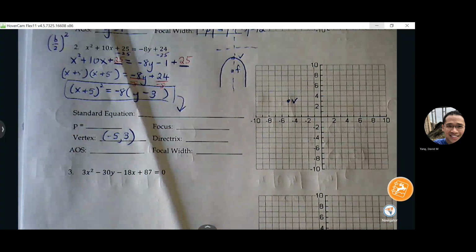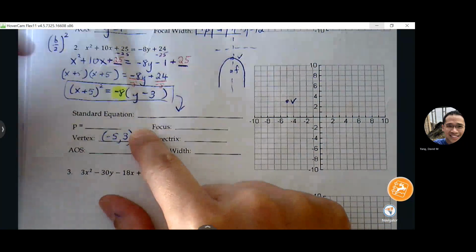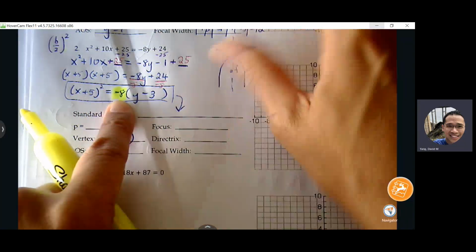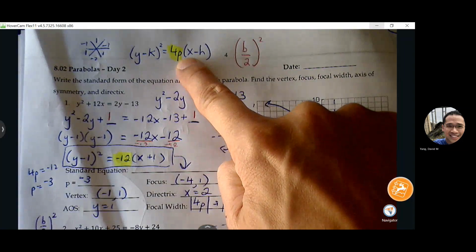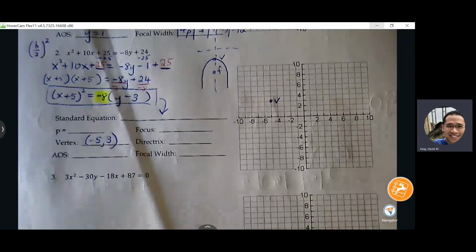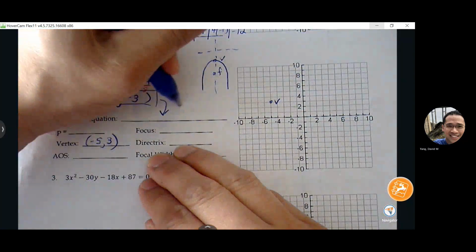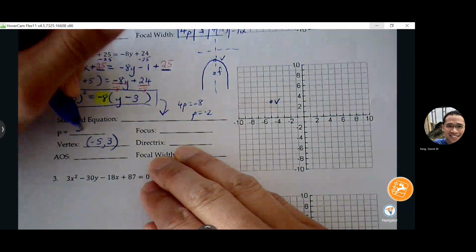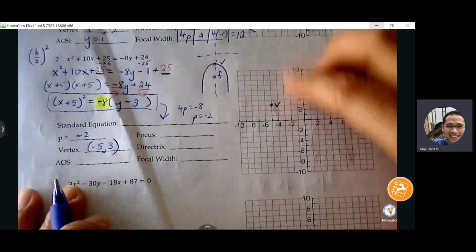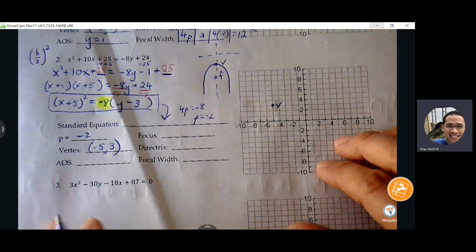So to find your p-value, set the factored value outside of your parentheses equal to 4p. So I know I'm going to move up and down to get to my focus and my directrix.